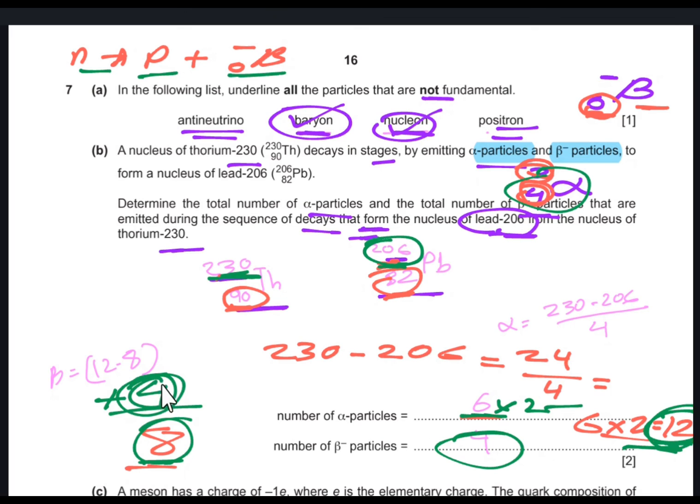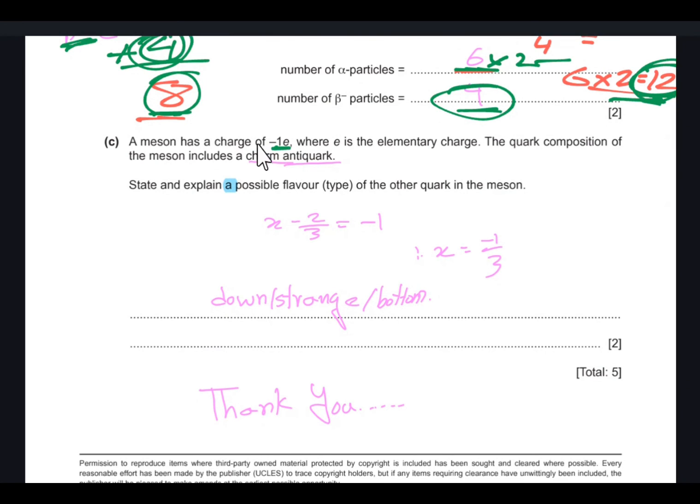That means the charge increases by plus 4. That means 4 beta particles are being emitted. So it is the 4. The charge of negative 1e, where e is the elementary charge.